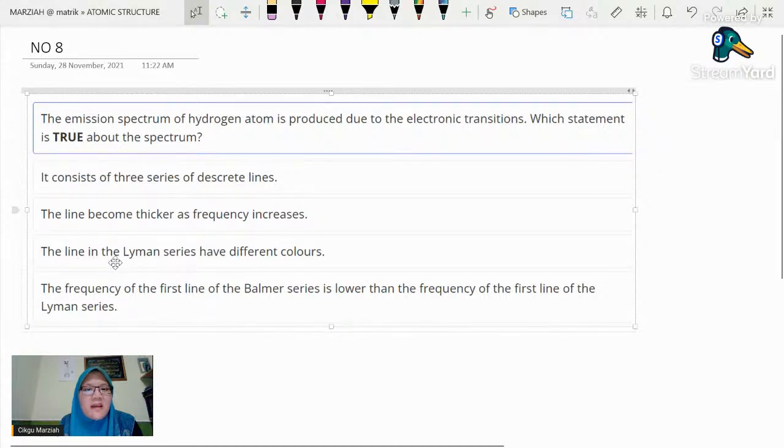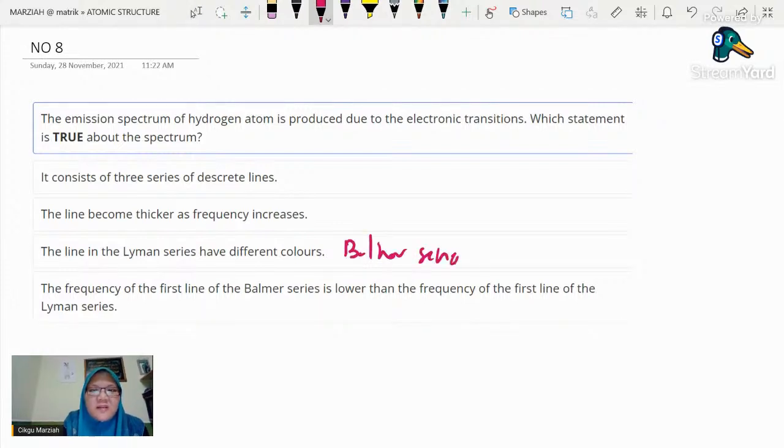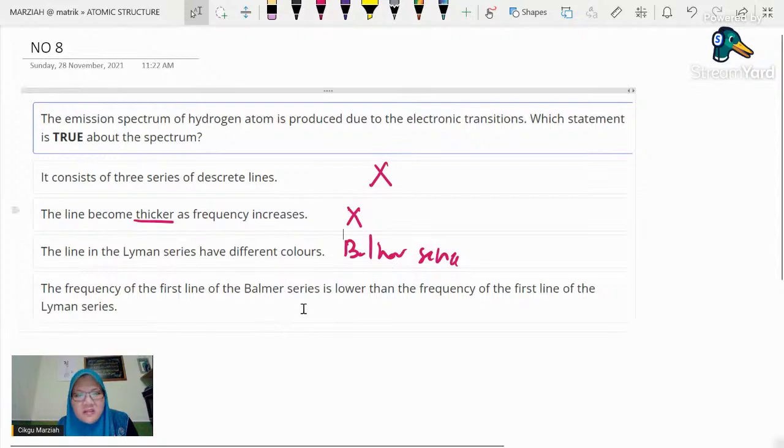The line in the Lyman series have different colors. No, colors only in Balmer series. Ini pun salah kan? Okay, the line become thicker. Thick tu tebal kan? Salah lah, dia semakin continuum, bukan thicker. Dia semakin rapat-rapat tu. The frequency of the first line in Balmer series is lower than the frequency of the first line in the Lyman series.